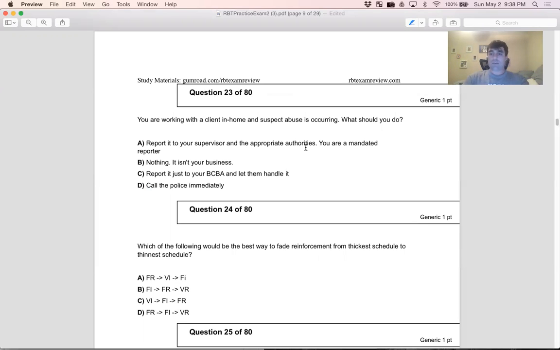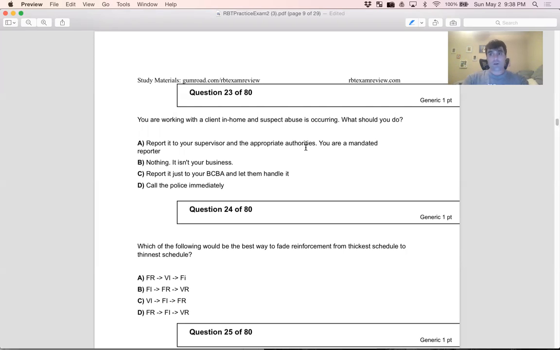99% of the time, things that occur in the home are not your business outside of what you're doing with your client. However, abuse is. Okay, you're a mandated reporter. C, report it to just your BCBA and let them handle it. No, right? You're mandated, so you should go to them. Okay. And then from there, you both can go to the authorities, or you can, right?